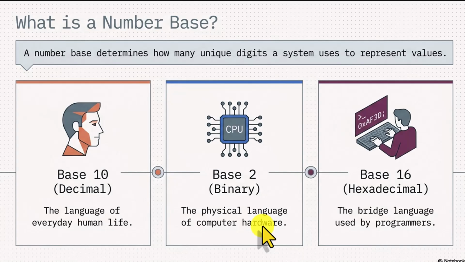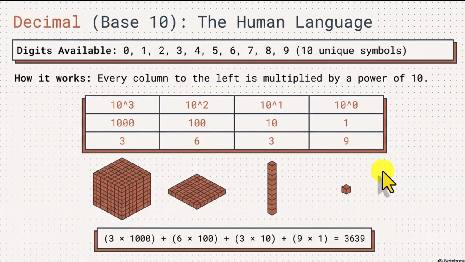Then hexadecimal is base 16. It has 16 different digits, 0 up to 9, and after that A, B, C, D, E, F. We can use them as numbers. Hexadecimal is the bridge language used by programmers. Computers do not work with hexadecimals. Computers cannot understand hexadecimals. It is just used by programmers to make their own lives easier. We will explain how.